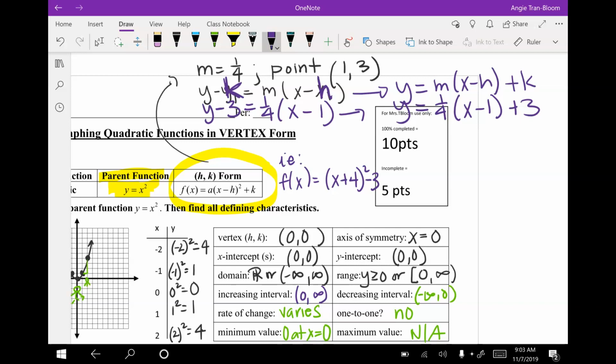Okay. It's all back to the point slope form. Good question. All right.